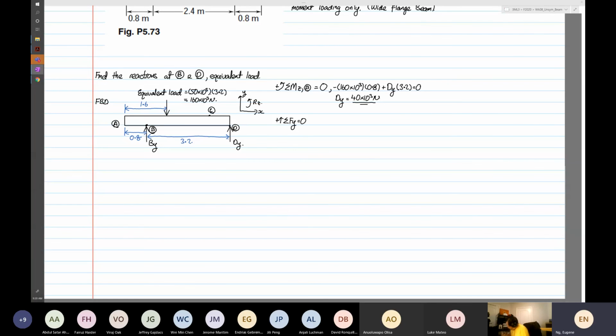So from here we know that we have 40 times 10 to the power 3 plus By minus the equivalent load, which is 160 times 10 to the power 3.